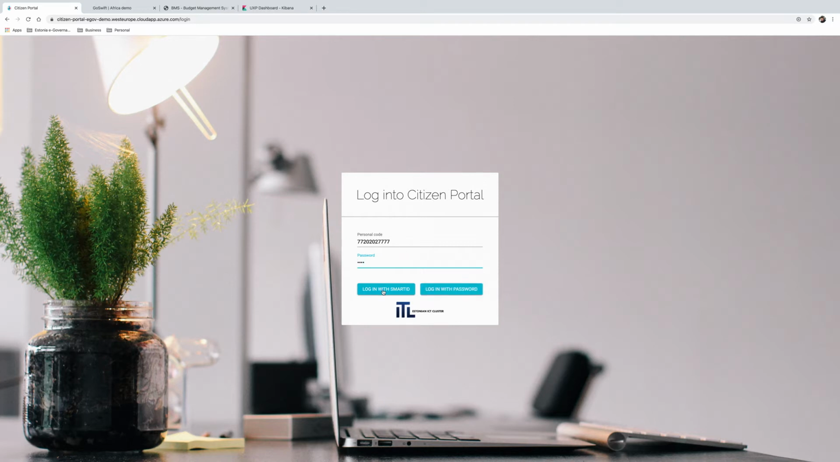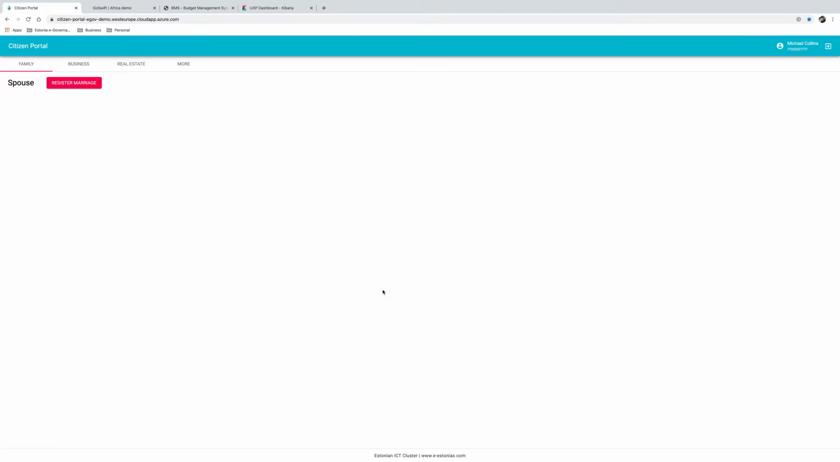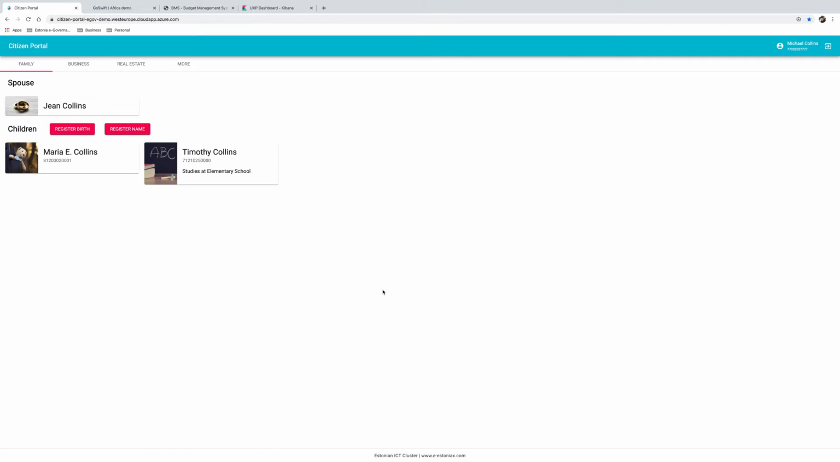He or she enters their personal ID number and password, and once they press login using Smart ID, a verification code is sent to their mobile phone, and once they verify their identity with the PIN number, they are logged in. The same procedure is used to access any public sector service in Estonia.